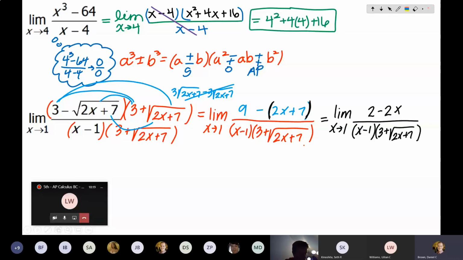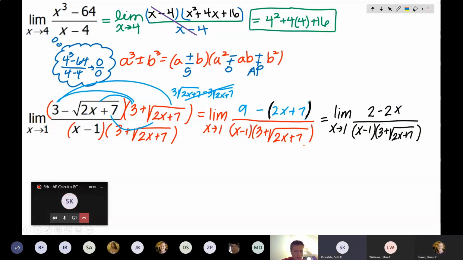Could go and try to plug in 1, but right now nothing is really canceling. That numerator, we're still getting 0, and that first factor in the denominator is going to be 0, so we do need to keep going. Any suggestions from any of y'all of what I can do next so that I can finally evaluate the limit?